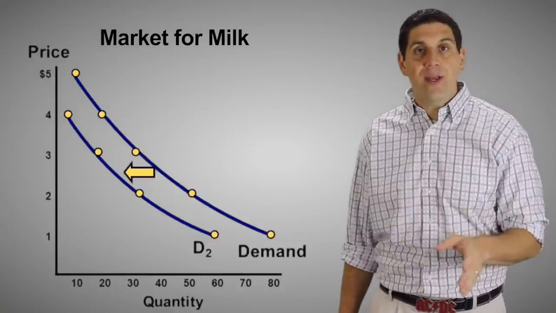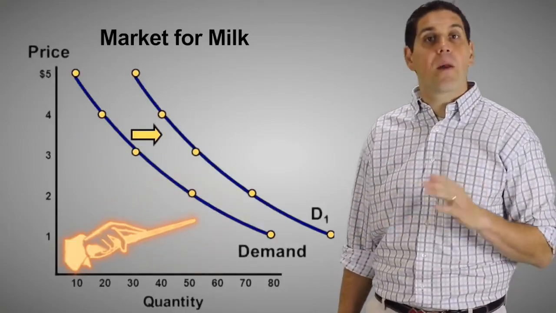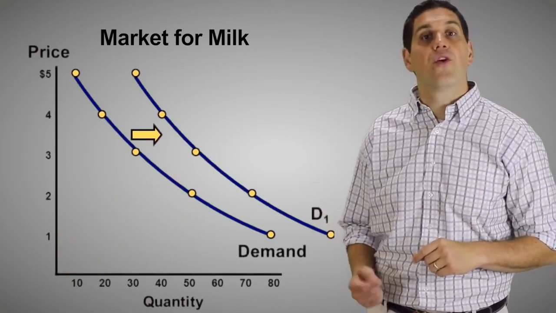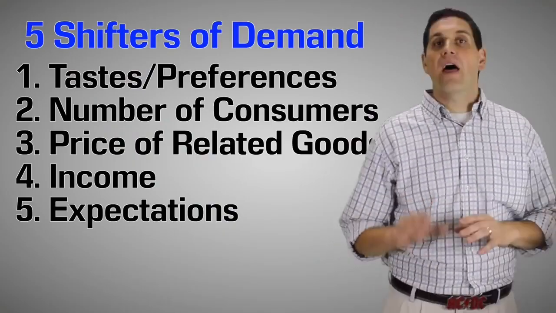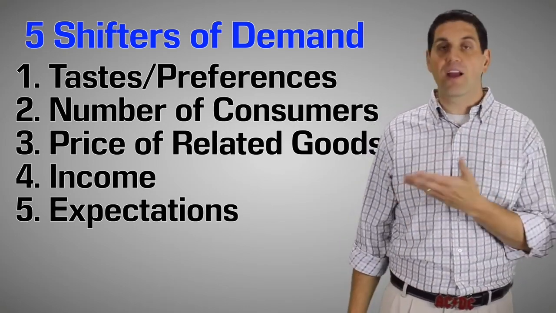That's called a decrease in demand. The opposite is an increase in demand, and so at every single price, people want to buy more, so the demand curve shifts to the right. Now there's 5 shifters or determinants of demand. These are the things that cause the demand curve to shift.